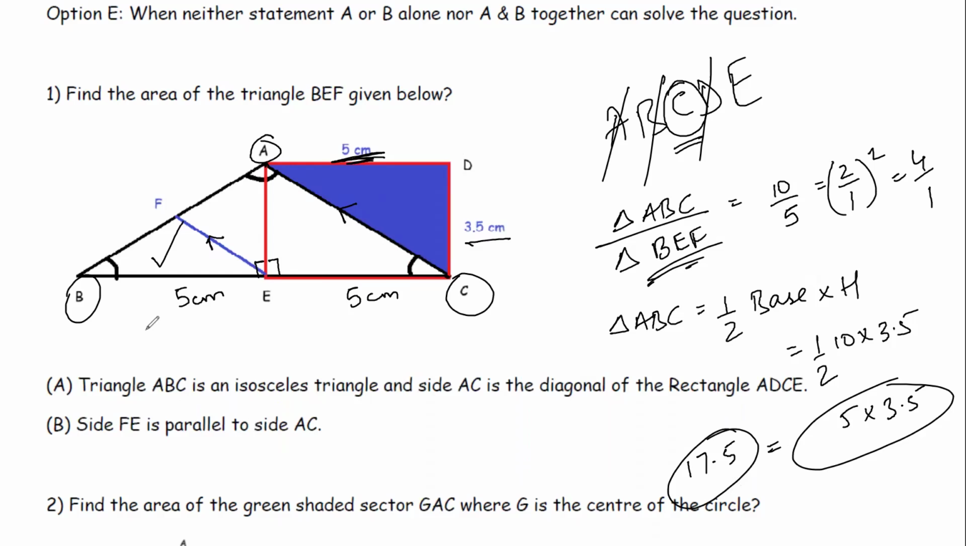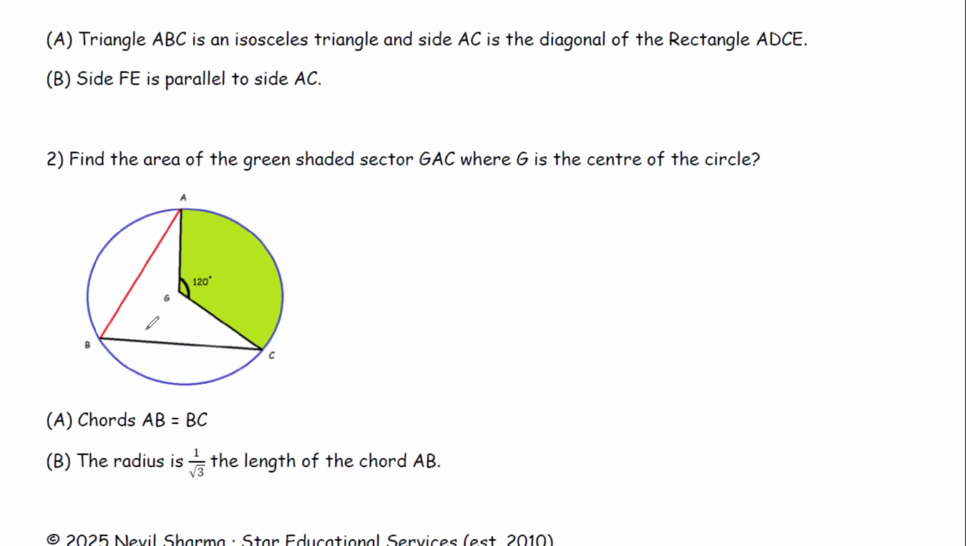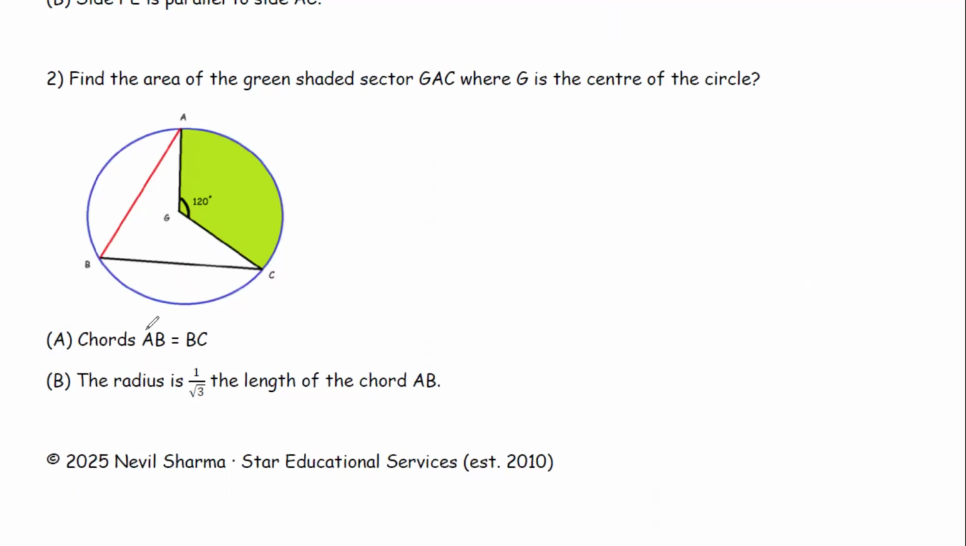Second question. Find the area of the green shaded sector GAC, right, where G is the center of the circle. Chord AB is equal to BC.